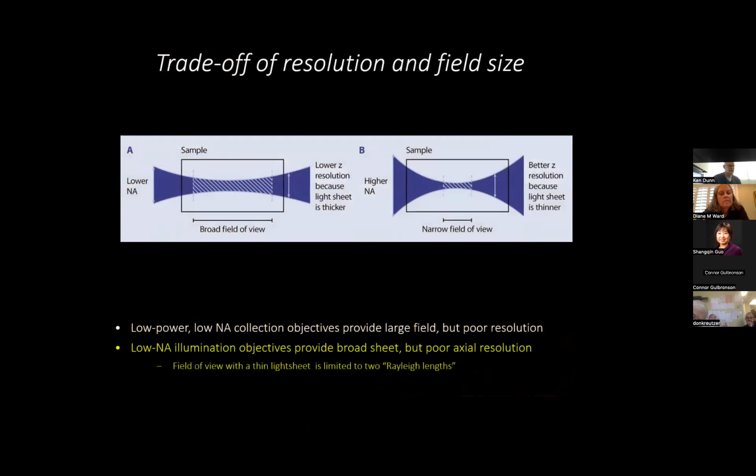But the other thing that I think people don't necessarily understand is that there's a trade-off of field size that's dictated by the properties of the light sheet. When you project a light sheet through the sample with a low NA objective, you get a very broad field of view, but it's very thick. Whereas with a high NA objective, it focuses down to a very narrow band, but that band is very thin, and not very long. I'll explain this. The field of view from a thin light sheet is limited to something called 2 Rayleigh lengths.